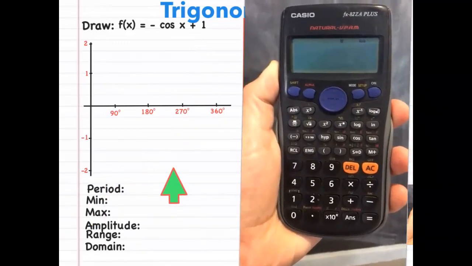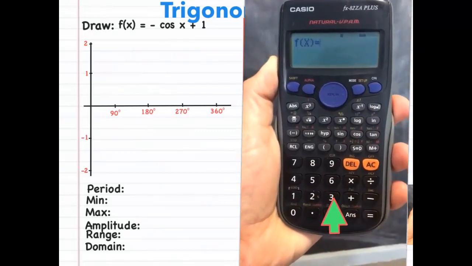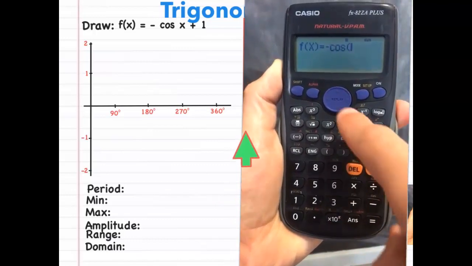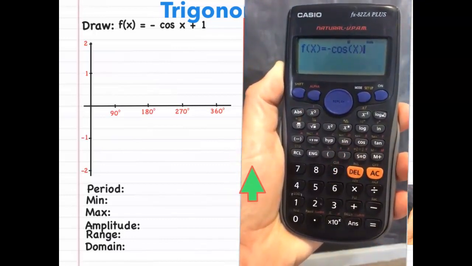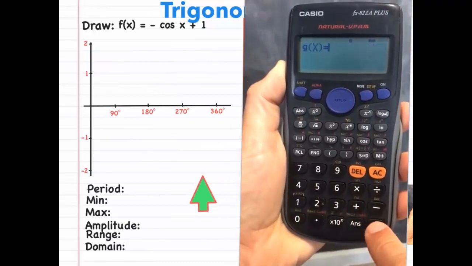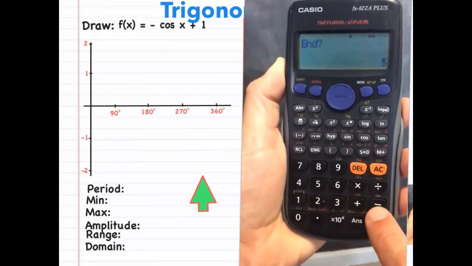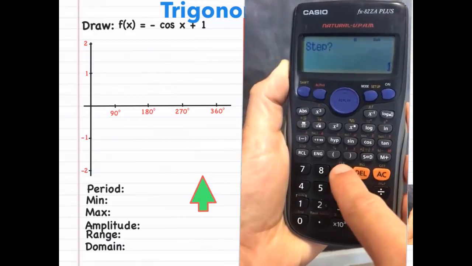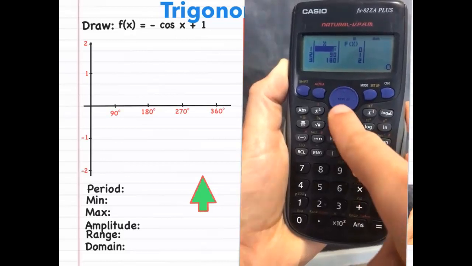And here we go. So follow, and we press the mode button, then press 3 to access the table, or the functions. f(x) equals minus cosine x, and close the bracket, and plus 1, equal. Okay, we don't want g(x), so you just press equal. We start at 0 degrees on our x-axis. We go all the way to 360 degrees. It's a cosine function. Our step is 90 and equal. And that is our table.